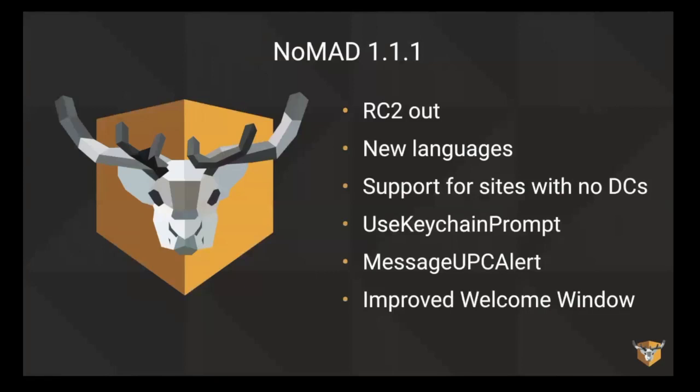So now NoMAD has an option, the use keychain prompt, that will have NoMAD ask the user to sign in, even if they have a Kerberos ticket, as long as they don't actually have a keychain item yet. So hopefully that'll clear that up. We kind of improved the welcome window. There were some issues with 10.11, so those should be fixed in the 1.1 release. And then message UPC alert. This is a great place to go for being able to customize some of the text.